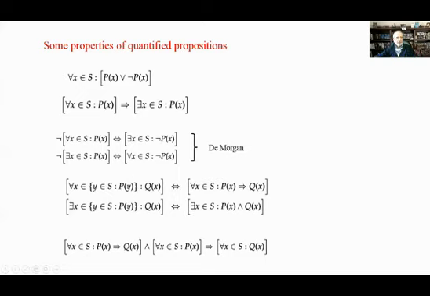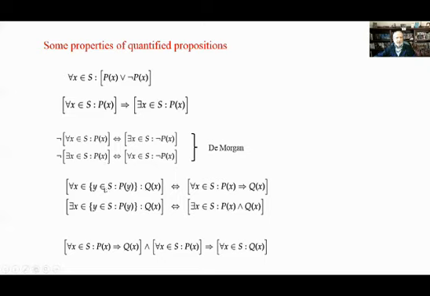De Morgan, we just spoke about that. To negate "for any x," you say there exists, and you negate the Px. To negate "there exists an x," it becomes for any x, and you negate the Px.